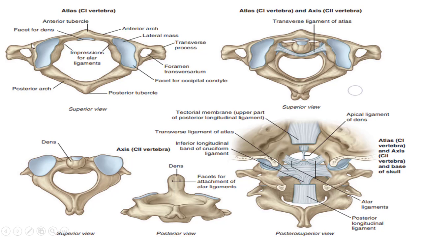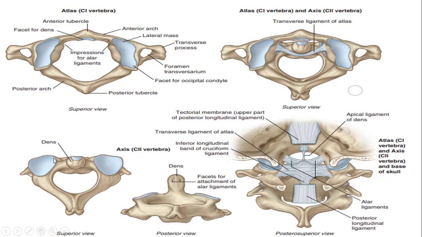Now let's describe the transverse process of cervical 1. It is large and protrudes further laterally than those of other cervical vertebrae. So if I asked you which transverse process travels most laterally of the cervical vertebrae, you should answer the transverse process of cervical 1. This transverse process acts as a lever for muscle action, particularly which muscles? Muscles that move the head at the atlantoaxial joint and facilitate lateral rotation.